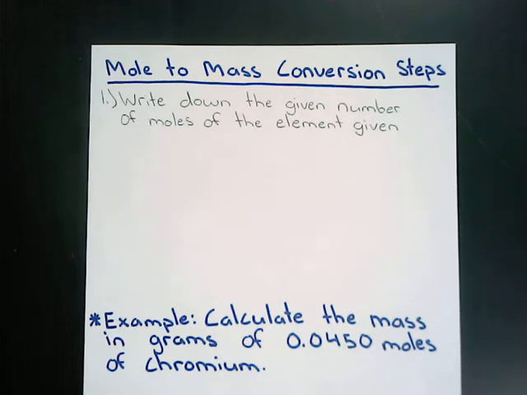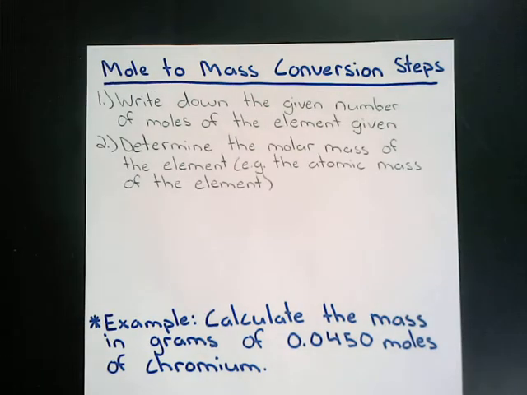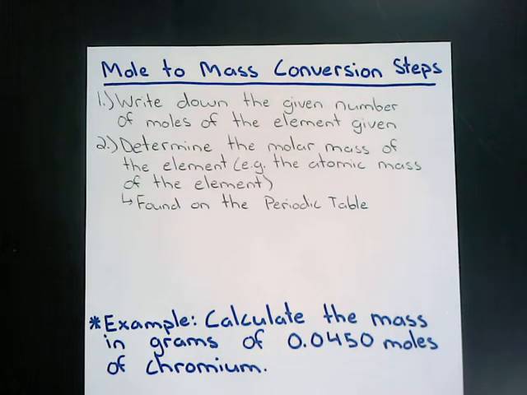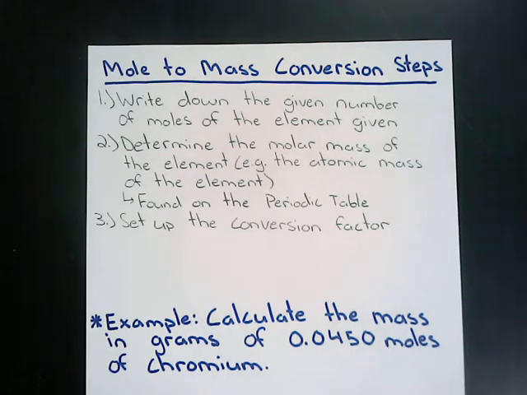Now, the second step in this whole process is to determine the molar mass of the element. And this is also known as the atomic mass of that element. Now, the atomic mass can be found on the periodic table. And then once you've found the number of grams per 1 mole of that element, you just need to set up the conversion factor. Now, after you've set up the conversion factor, you need to calculate and show the correct unit. And in this case, it's going to be grams of whatever element you are given.